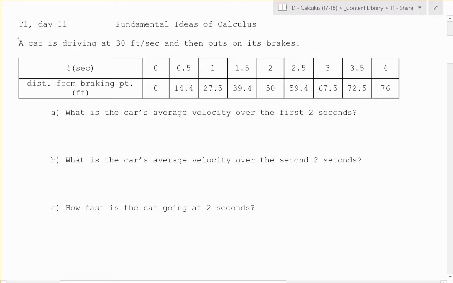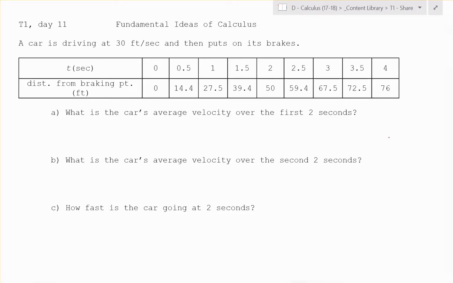The setup is a car is driving at 30 feet per second and then puts on its brakes. So as time goes by, this is the distance from the breaking point when it started to brake. First part A asks, what is the car's average velocity over the first 2 seconds?